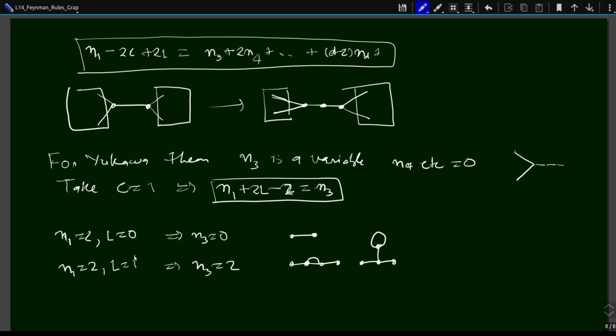Now here we see, when I actually compute these diagrams, then the integrals will have to be computed. Okay, and right, and here we have n4. Let's try n4.